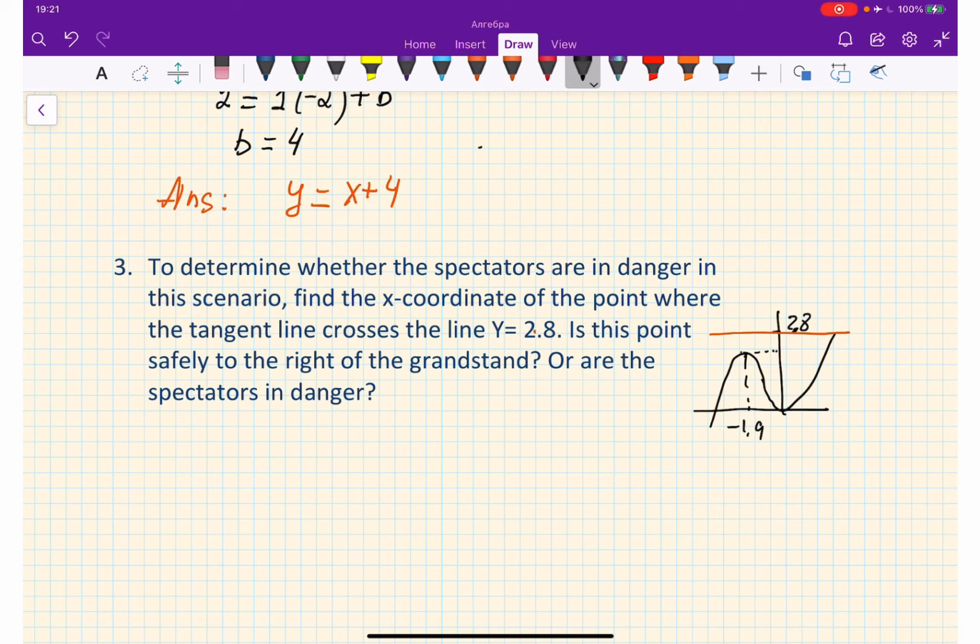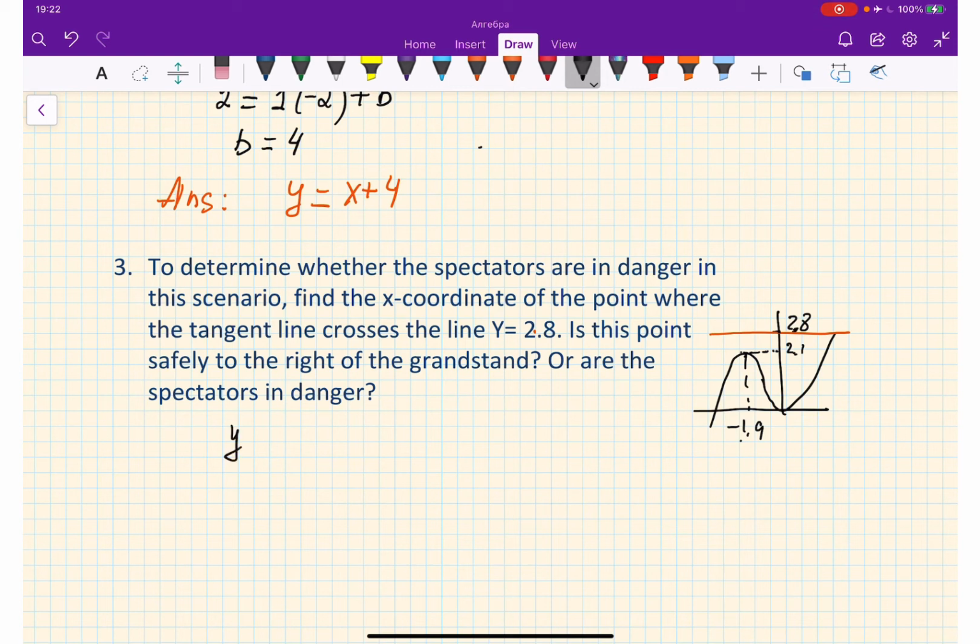So first of all, to determine whether the spectators are in danger in this scenario, we need to find the x-coordinate of the point where the tangent line crosses y is equal to 2.8, right? Because 1.9 is matching here 2.1 or 2, a tiny bit above 2. So we need to find the coordinate of x that's matching 2.8. All right? So that's our subject of interest.